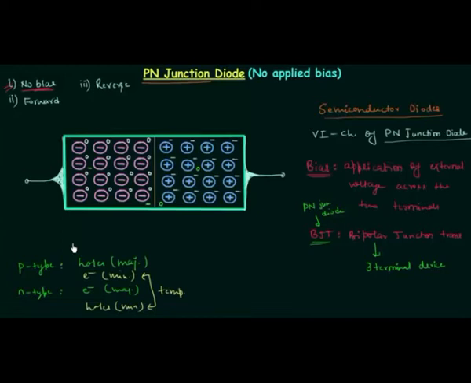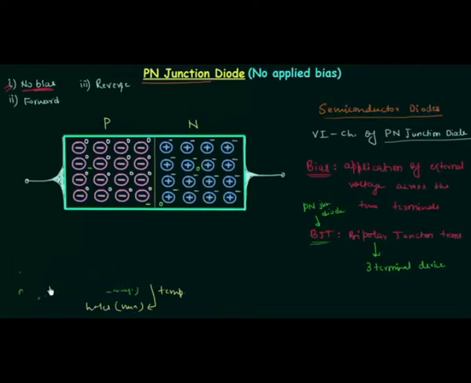When we combine p-type and n-type semiconductors together by any means like diffusion or implantation, these are the processes to combine p and n-type semiconductors. We dope one side of the semiconductor with trivalent impurities and we dope the other side with pentavalent impurities. We will have p-type on one side like this and we will have n-type on the other side. If we consider the p-type, I will clear this portion.